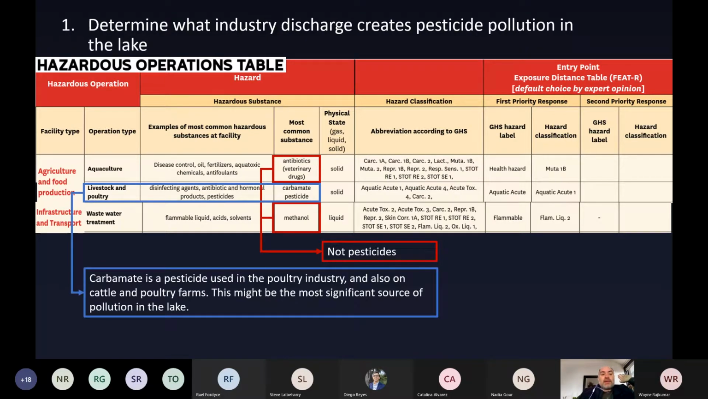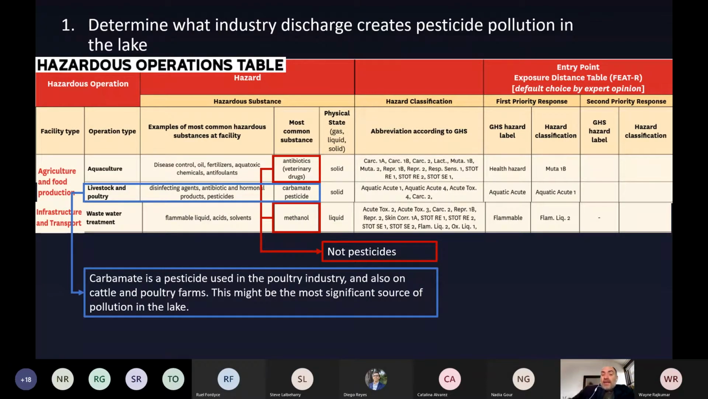So I have this industry of livestock and poultry, which uses carbamide, which is a pesticide. It's normally used in the poultry industry more than in the livestock industry. And this, I assume, according to the story problem, might be the most significant source of pollution in the lake.